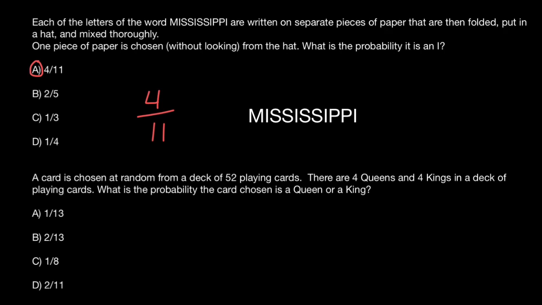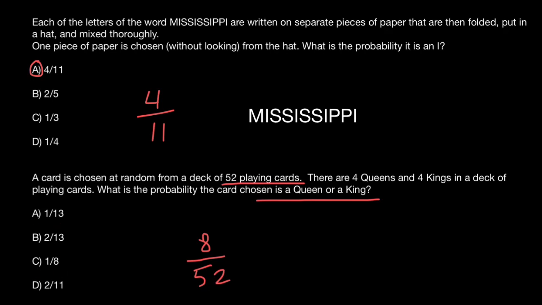The logic is the same as in the previous example. We have 52 playing cards from which we have to choose 4 kings and 4 queens. So 8 cards. But you see, we don't have such an answer here.